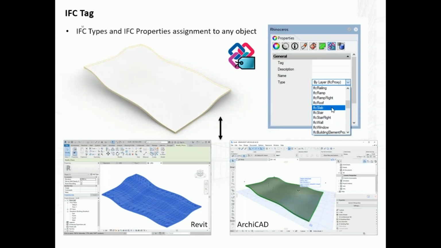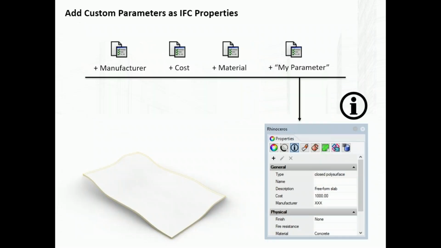You can take, for example, one piece of freeform shape like this polysurface, and add information to it. For example, we can tell this piece of polysurface that it is a slab. So we can tag it with a specific IFC category, IFC slab. And after that, when we export that geometry to IFC, other programs will understand it as a floor or a slab. In addition, you can also generate custom parameters, for example, a manufacturer, a cost, a material, and also add data for these parameters to any piece of geometry. By the way, they will be stored as IFC properties when we export this geometry to IFC.